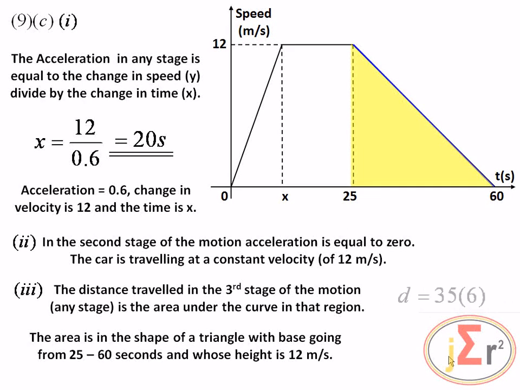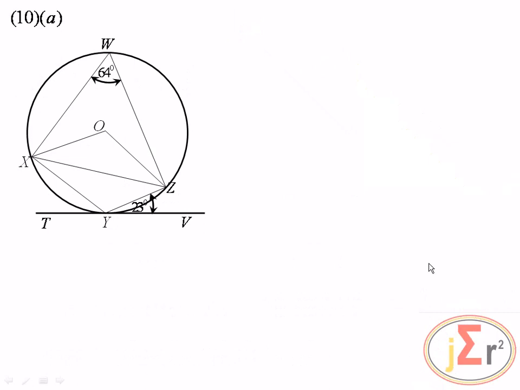Half of 12 is 6. 6 times 35. That will give us 210 meters. And that's all there is to it. Some of my students told me that they actually enjoyed solving this problem. Was it so easy, or as easy as they were saying?